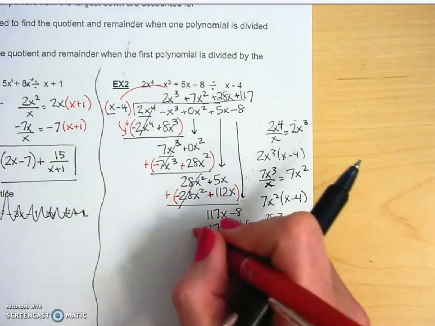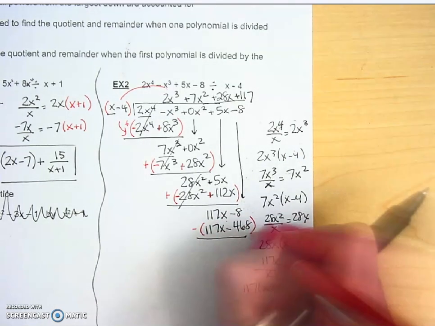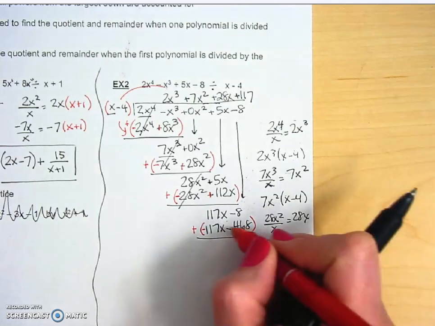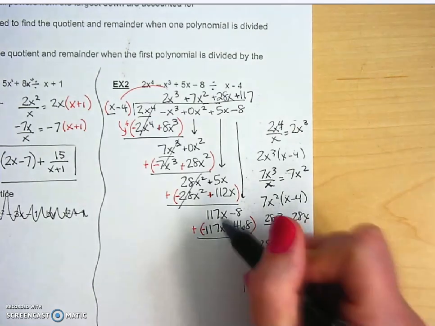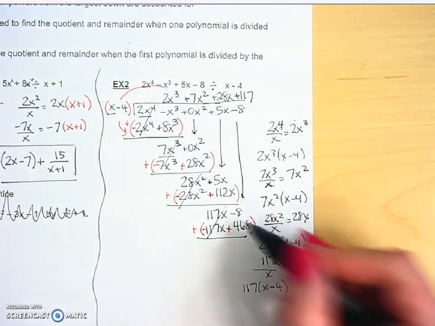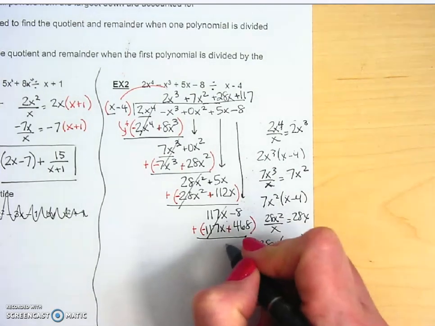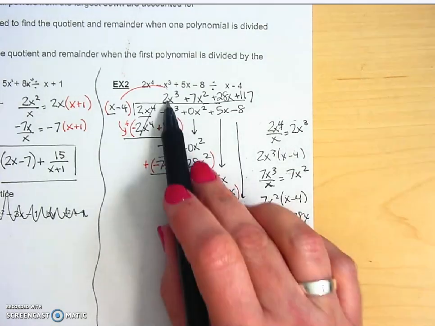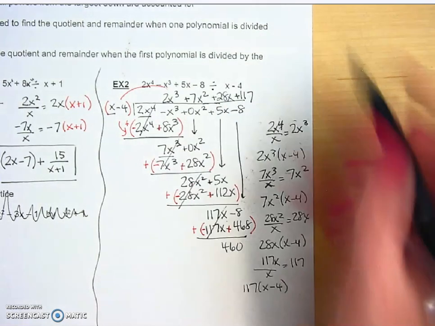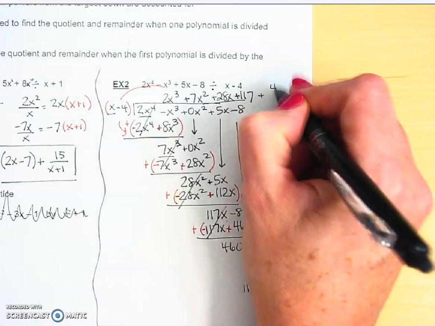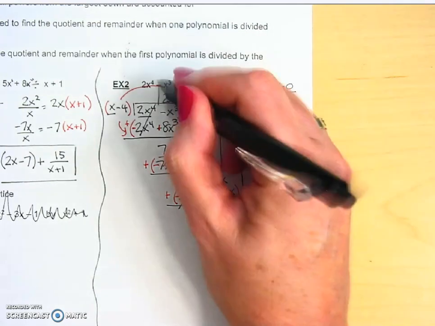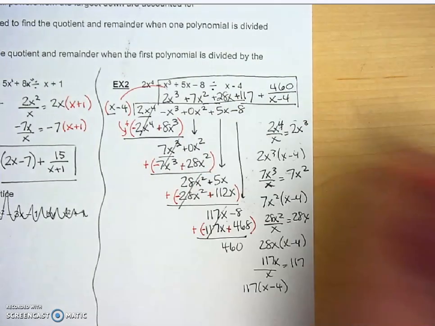You're going to subtract that row, so minus everything there. That's going to be a plus. Change the sign here, change the sign here. So 117x's cancel, and negative 8 and 468 is a positive 460. That is your remainder. So you've got your quotient up here plus the remainder over the divisor, which was x minus 4. And there you go.